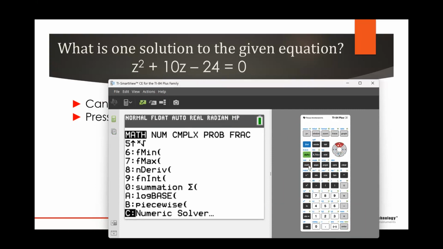Now, I saw in the chat a few people said they didn't see some things. That means your calculator needs to get updated, and I think Mike has sent out some help on how to update your calculator when his session's over. But if you don't see numeric solver on yours, you really want to get the update, because it's a game changer. It's really pretty slick, and it's so applicable to a lot of questions.